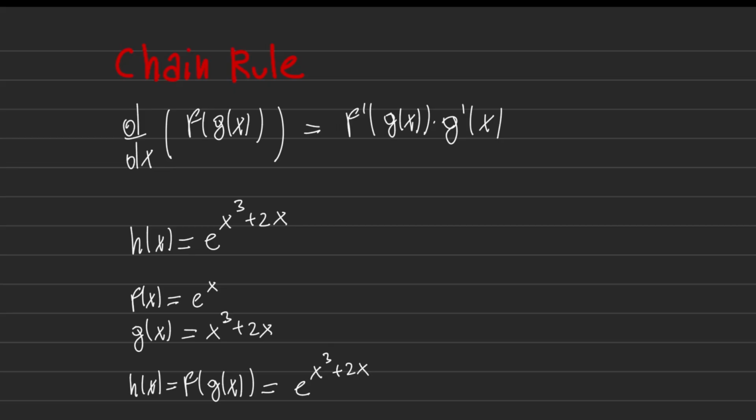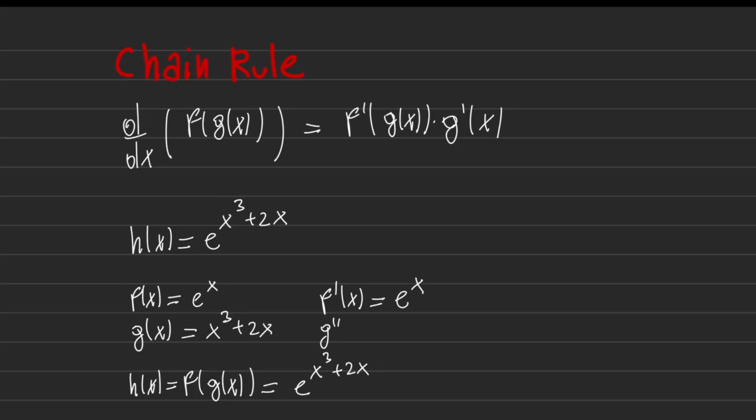Perfect. Now, what does the rule tell us is that we are gonna need the first derivative of f and the first derivative of g. Let's try to compute them separately. F prime of x is equal to e to the x, and g prime of x instead is equal to 3x squared plus 2.